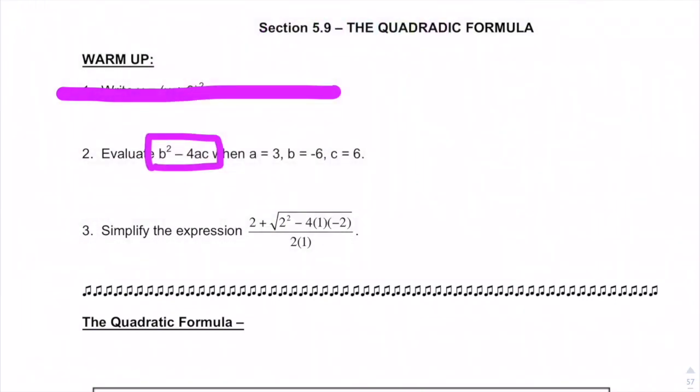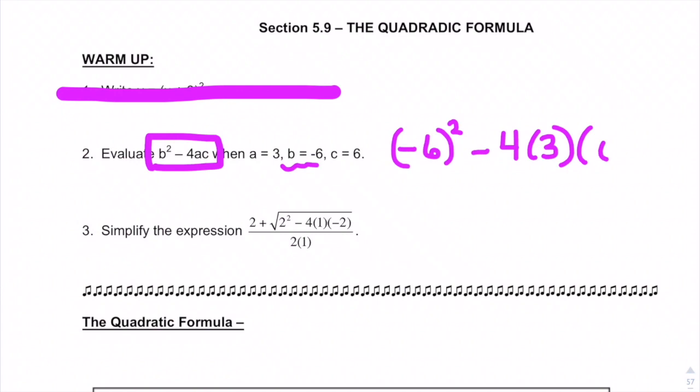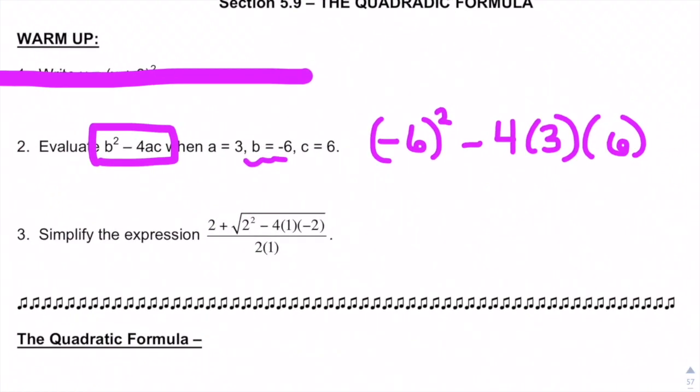So b squared, here's b, that means it's negative 6. I need to put that in parentheses because it's negative, and then we square it. And then it says minus 4. And then we have an a, well the number for a is 3, and we have a c, and the number for c is 6. So evaluate means break down, simplify, try and get it into its smallest value.